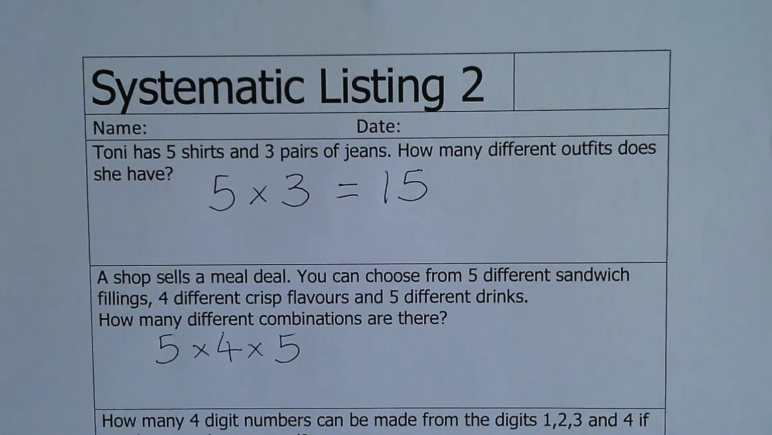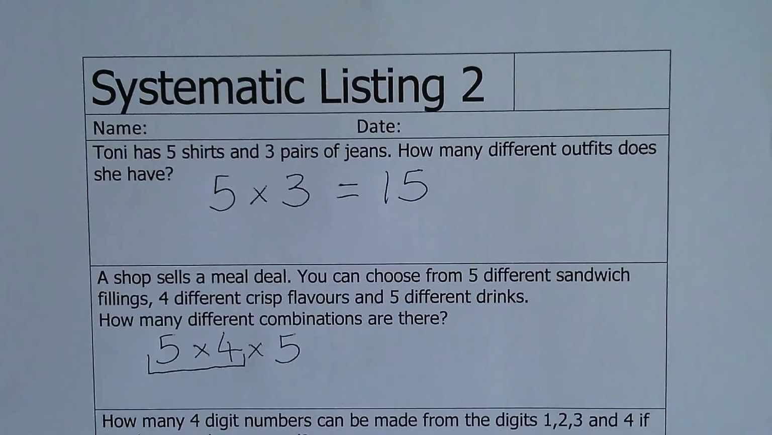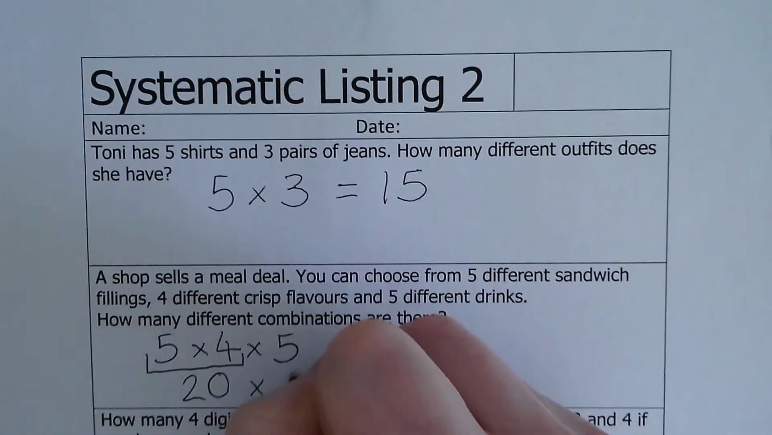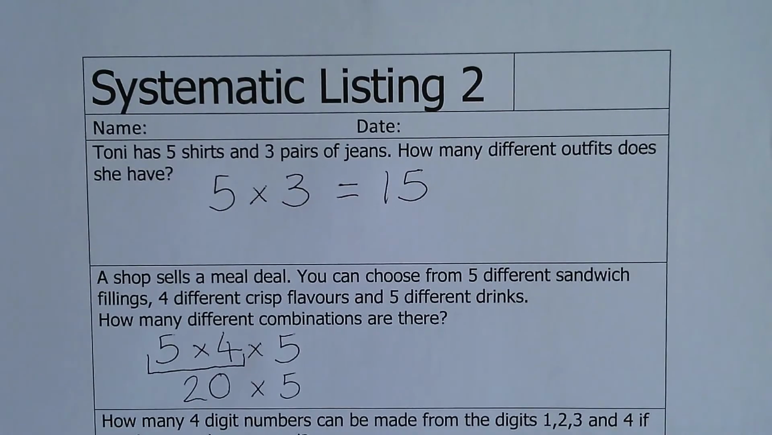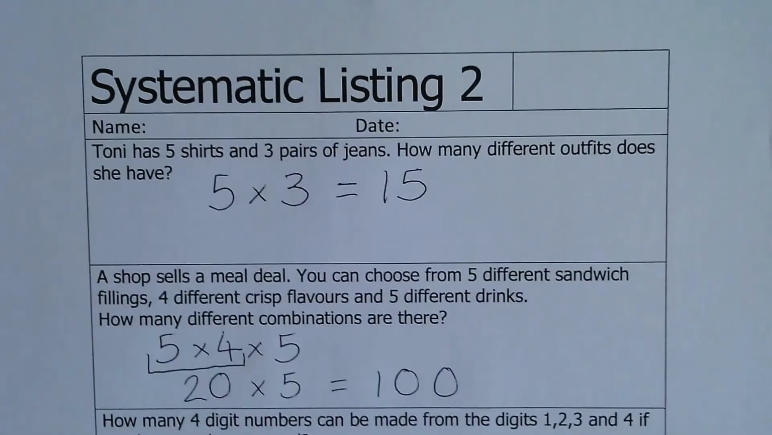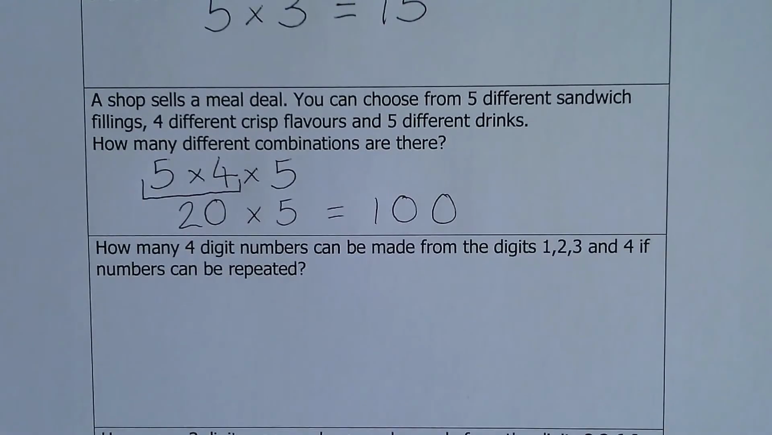To multiply 3 numbers together, we'll start by multiplying the first 2 numbers together. 5 times 4 is 20. The times 5 will drop down, as we've not used the times 5 at the end of the question. 20 times 5 then gives us the answer of 100 combinations in total for this question. On to our next question.